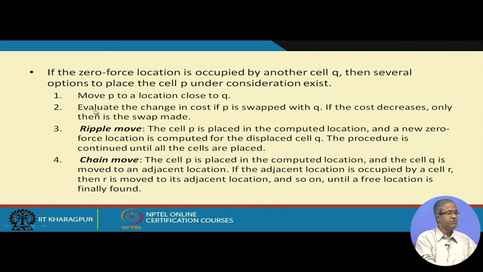Number 2 is you evaluate what if we exchange or swap P and Q. If you exchange P and Q and see that the cost is decreasing, then we can just accept this swap.